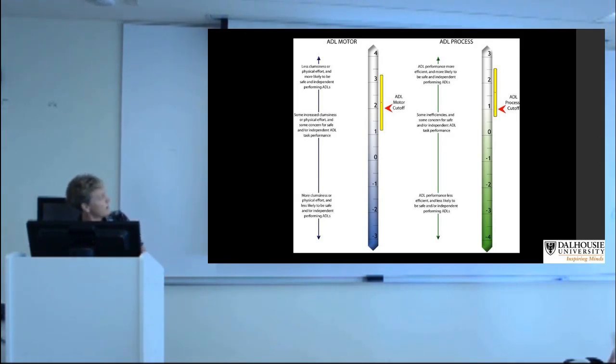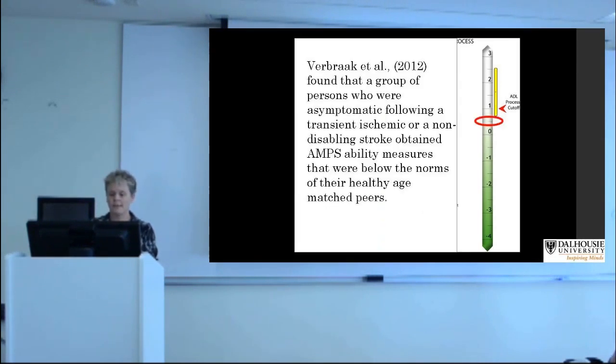The yellow bands on the side show where a healthy, well person of that client's age would fall. So you could compare your client to a normative range. The cutoff for motor is at 2 logits. Below that, we know that the person is experiencing some effort, perhaps safety risk, and perhaps some need for assistance. On the process scale, it's more related to efficiency. Is the person performing in an efficient manner?